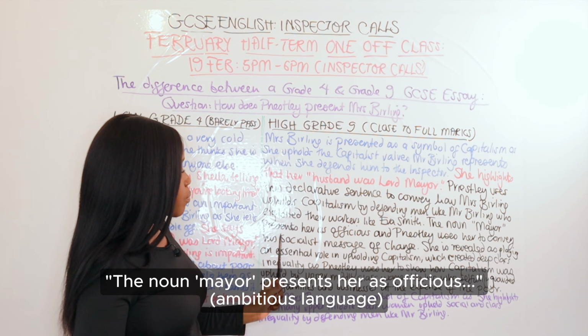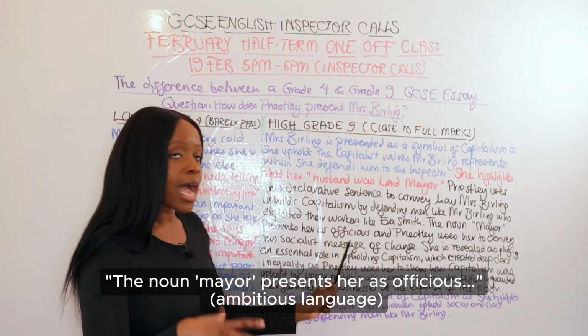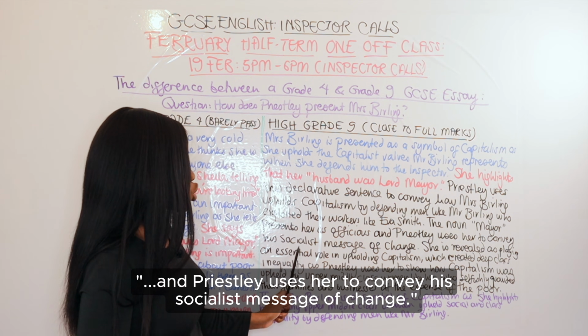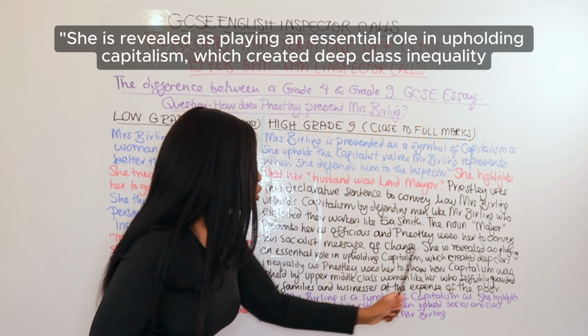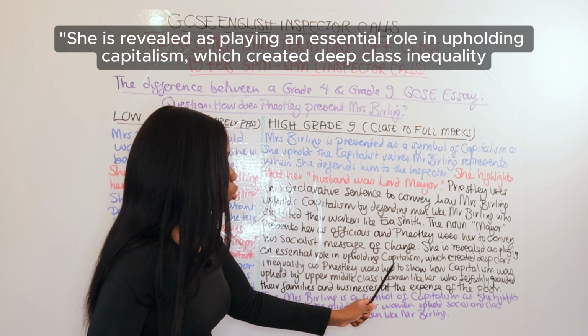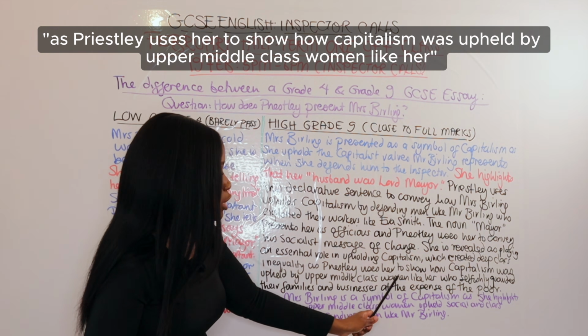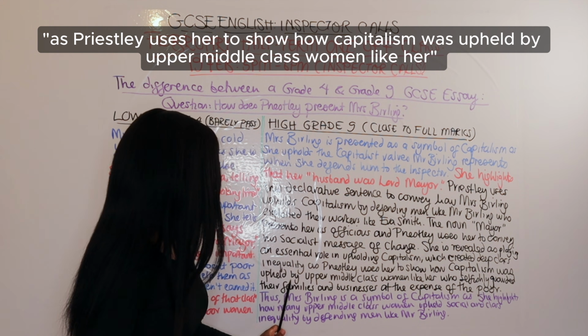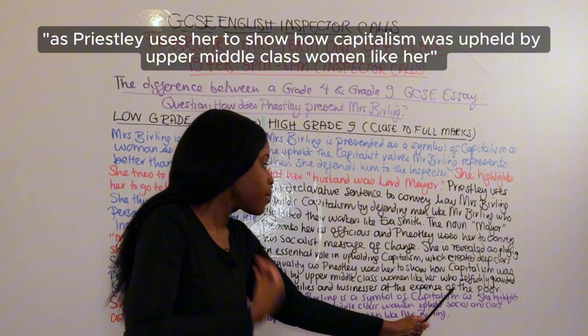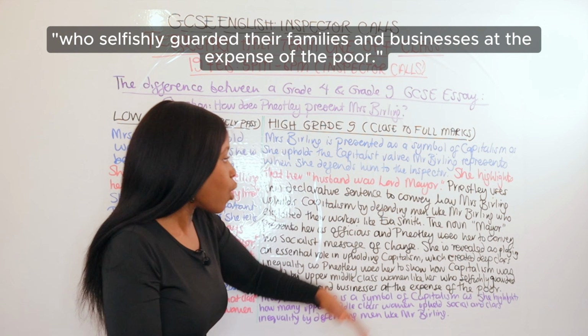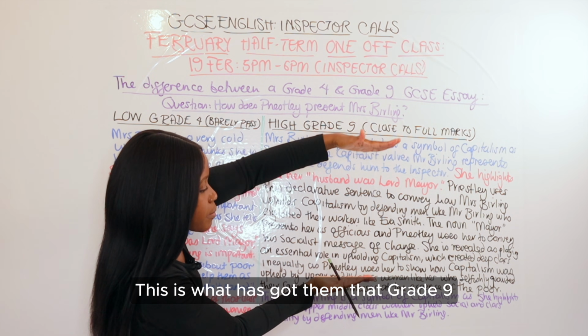The noun mayor presents her as officious, ambitious language, and Priestley uses her to convey his socialist message of change. She is revealed as playing an essential role in upholding capitalism, which created deep class inequality, as Priestley uses her to show how capitalism was upheld by upper middle class women like her, who selfishly guarded their families and businesses at the expense of the poor. This is what has gotten them that 9.